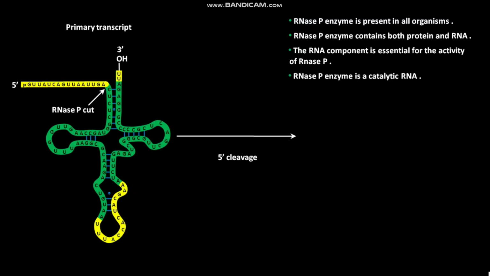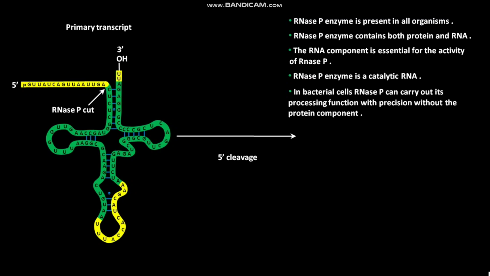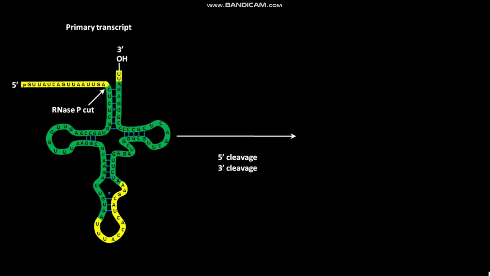RNase P enzyme is a catalytic RNA. In bacterial cells, RNase P can carry out its processing function with precision without the protein component. After the cleavage of the 5' end, cleavage of the 3' end of the primary transcript occurs. During the cleavage of the 3' end, an exonuclease called RNase D makes a cut in the primary transcript.